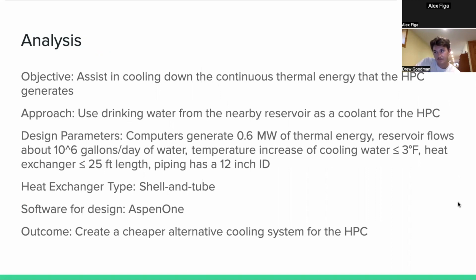The computers roughly generate 0.6 megawatts of thermal energy, and the reservoir flows roughly 1 million gallons a day of drinking water. One of our limitations was we couldn't have the drinking water rise in temperature more than 3 degrees. The dimensional constraints were that the heat exchanger had to be less than 25 feet, and the current piping is a 12-inch inner diameter. We were specified to use a shell and tube heat exchanger design, and we're using the Aspen One software.